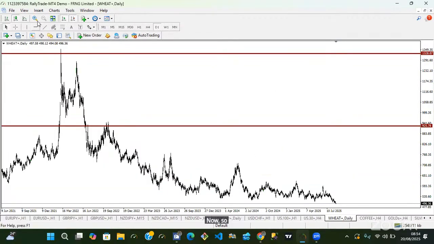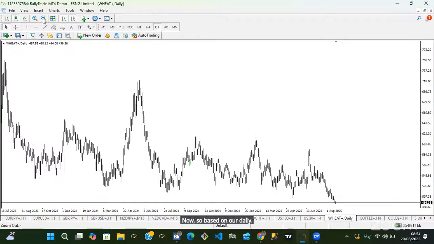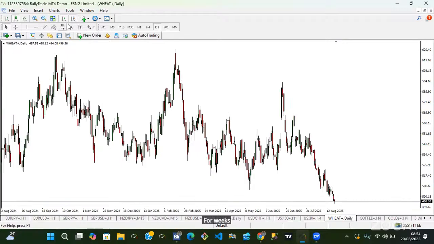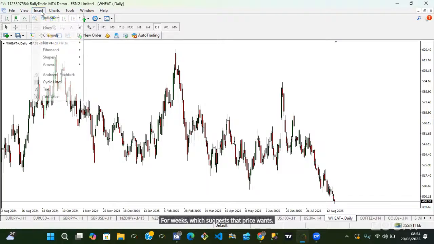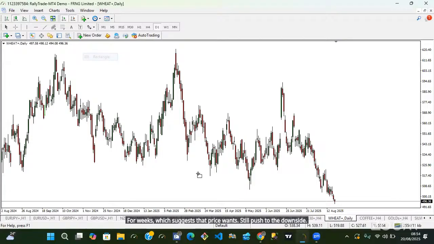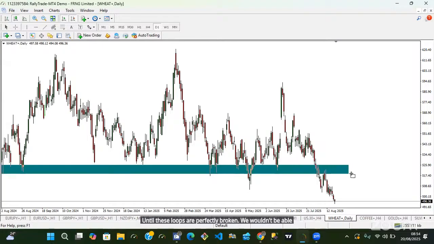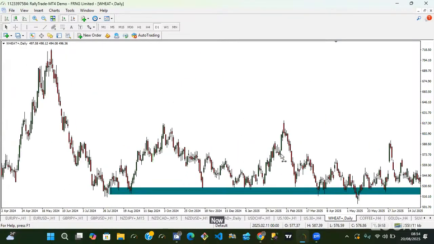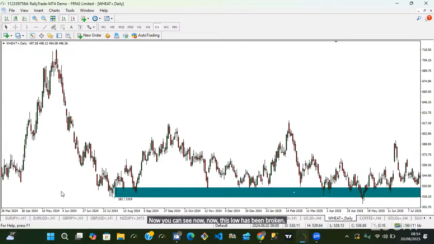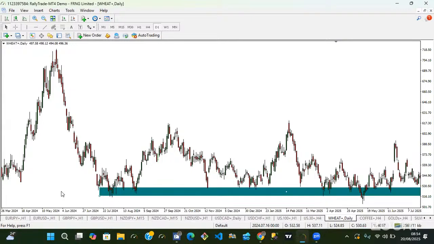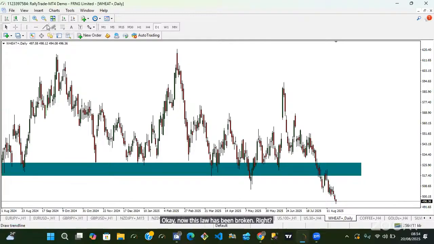Now, based on our daily time frame here for wheat, which suggests that price wants to still push to the downside until these lows are perfectly broken, we wouldn't be able to know where to get into. Now you can see this low has been broken, right? Which means we expect a retracement and a further push. Meanwhile, the retracement might not happen now. It can keep pushing to the downside.